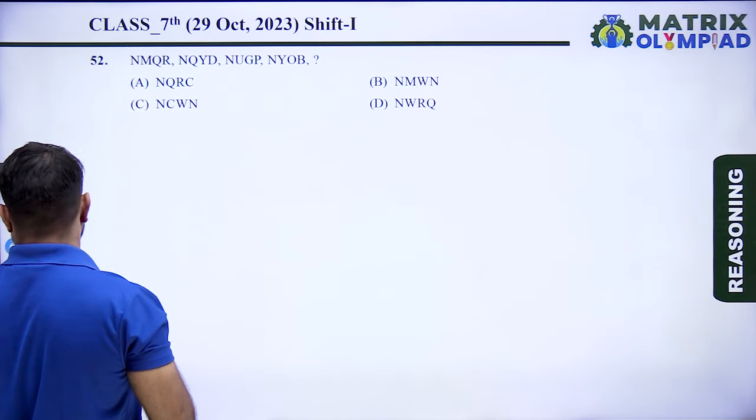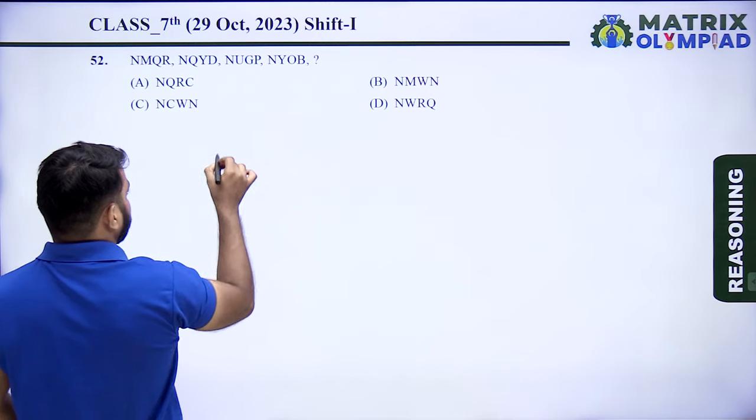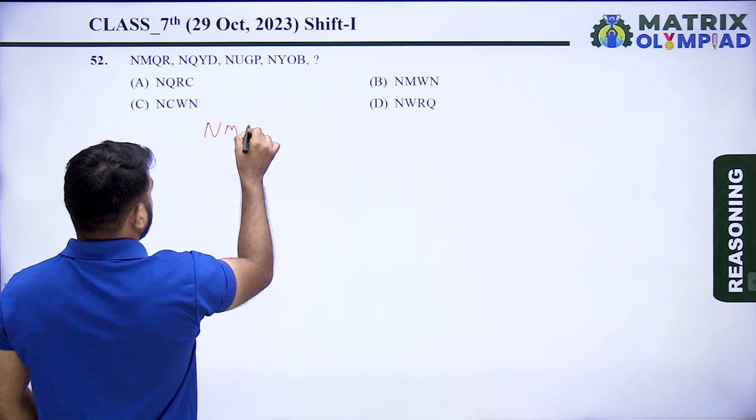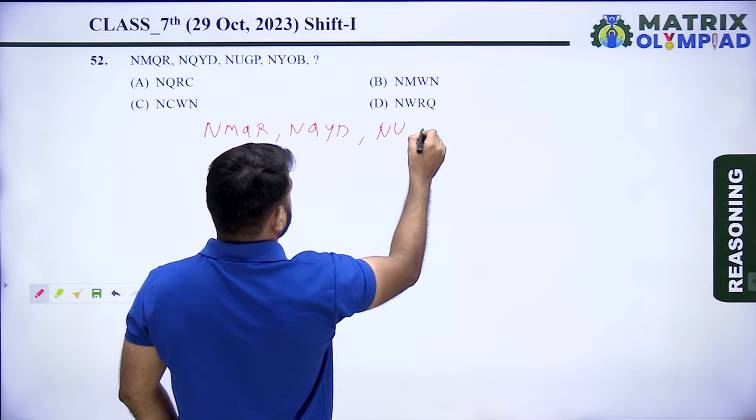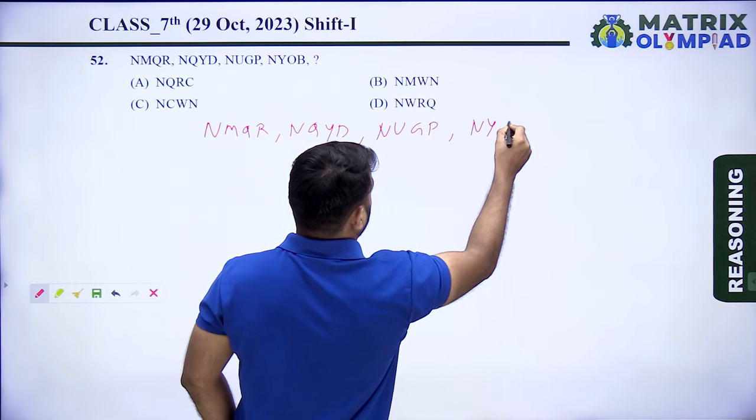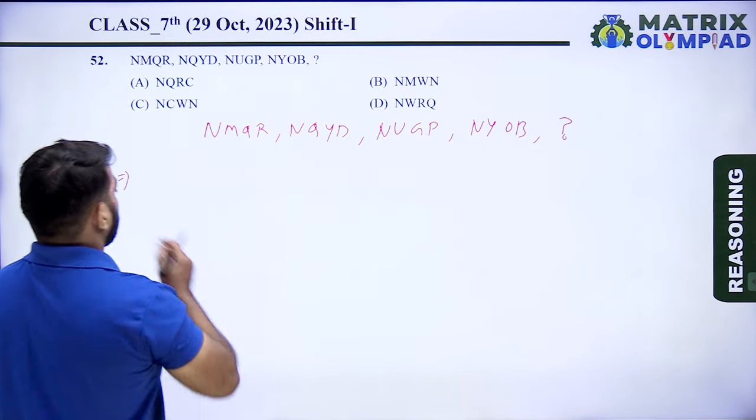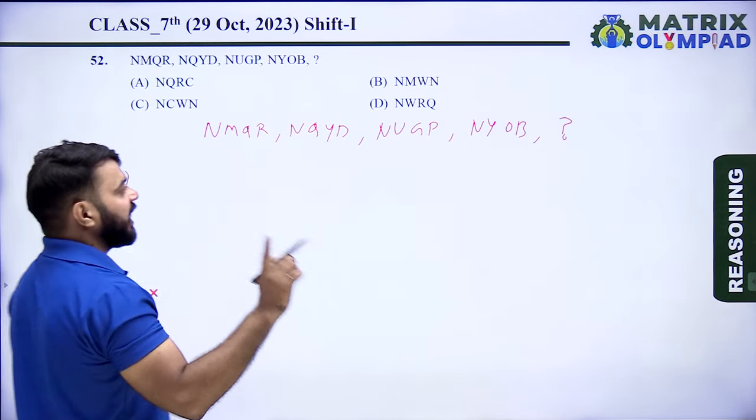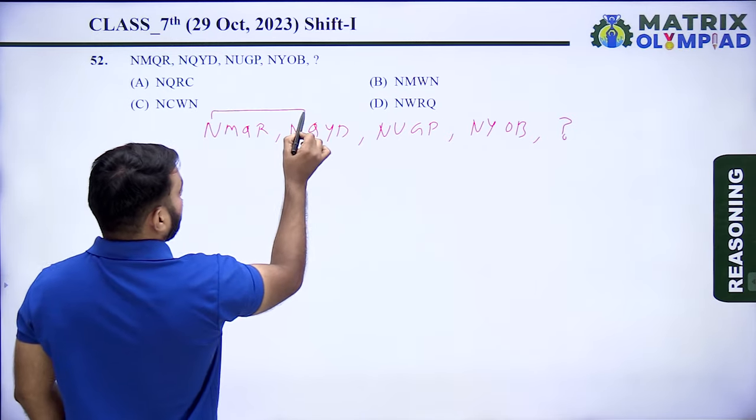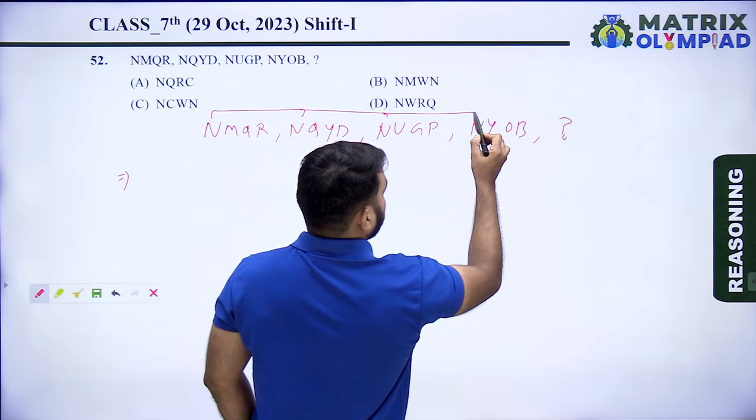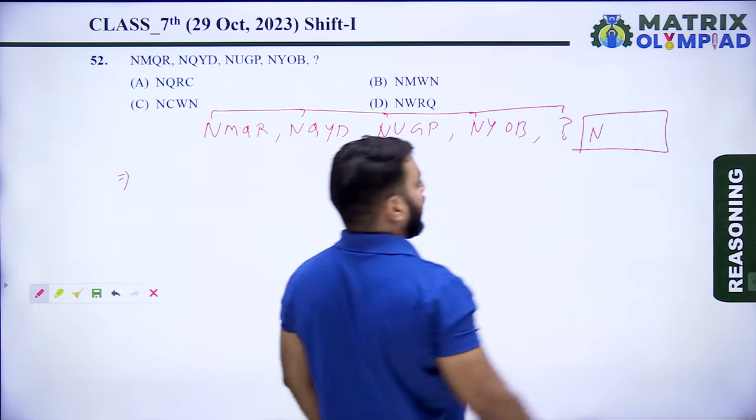So next question is 52. Find the next term of the given alphabet series. So alphabet series is N, M, Q, R, N, Q, Y, D, N, U, G, P, N, Y, O, B. And find the next missing term of the given alphabet series. So first, taking first alphabet of each term. So first alphabet of each term is N, N, N, N, N. So first alphabet of missing term is also N.